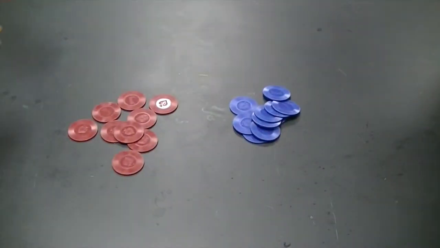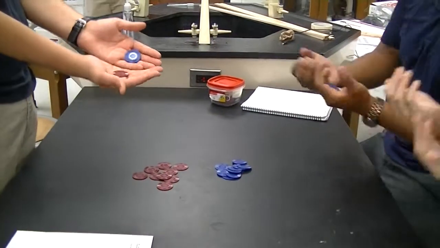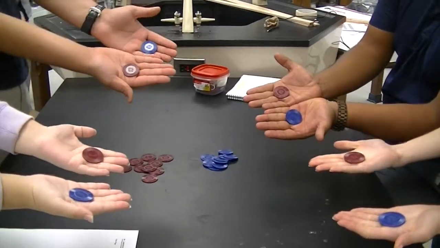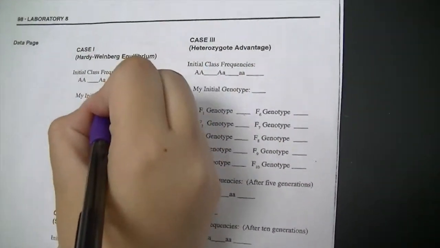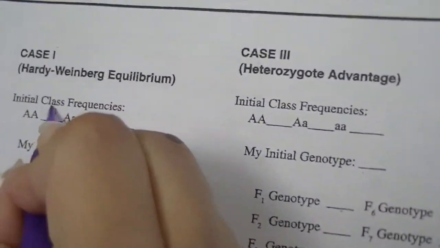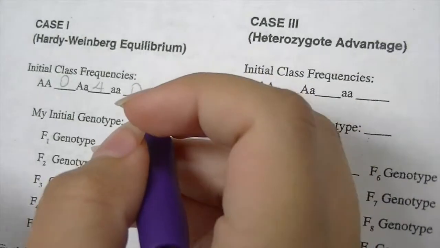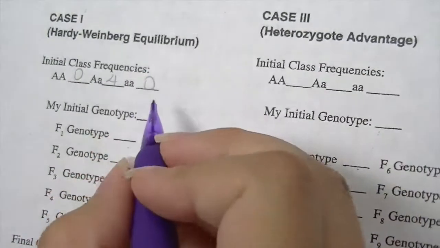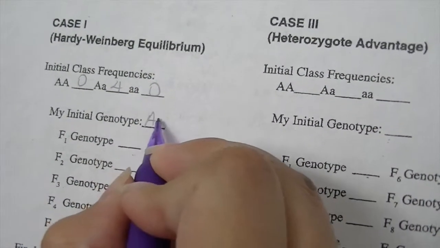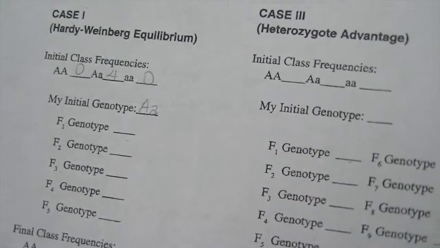In this simulation, the blue chip will represent a dominant allele and the red will represent a recessive. Everyone will begin as a heterozygote with one of each. On your handout, you will need to record the initial class frequencies with everyone being a heterozygote. So basically just put in the number of students in your class. And your initial genotype will be heterozygous, with a capital A, little a.